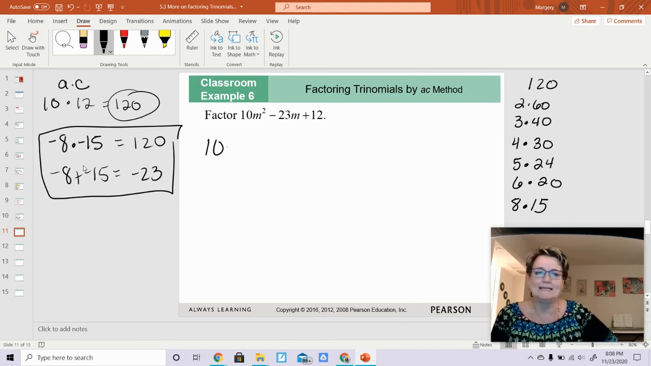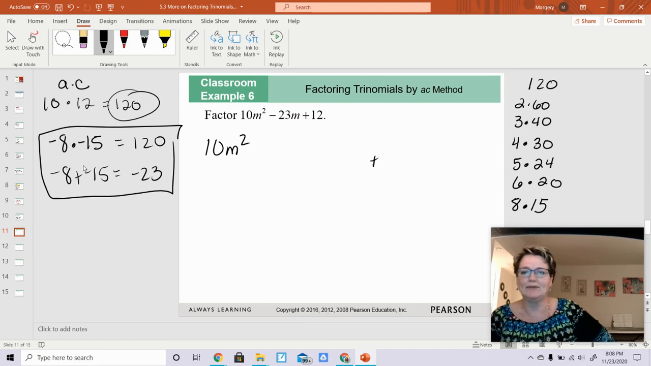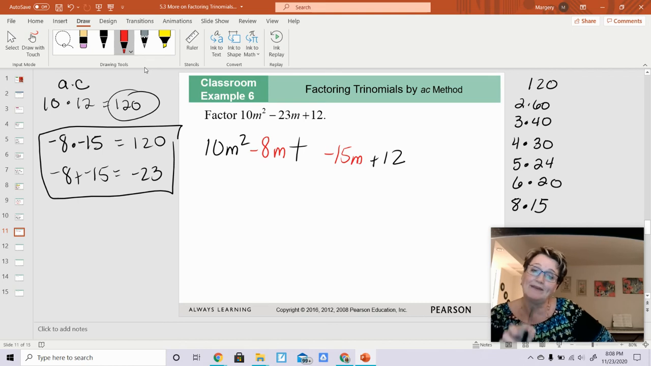So remember, you write down the first term. You write down the last term. You put a plus sign in the middle. So I'm going to write down negative 8m, and I'm going to write down negative 15m. Remember, the two red numbers have to add up to give you the middle term. You're going to group these two together. You're going to group these two together. Always have a plus sign in the middle.